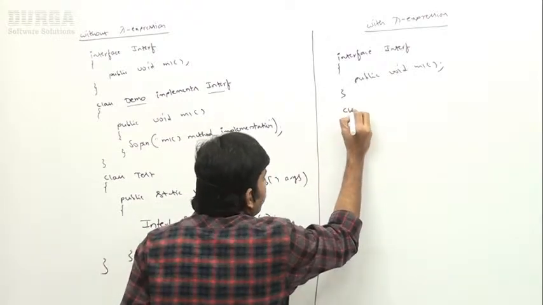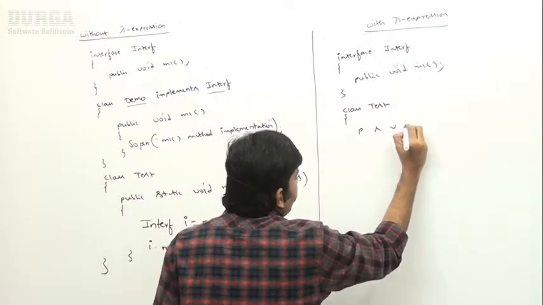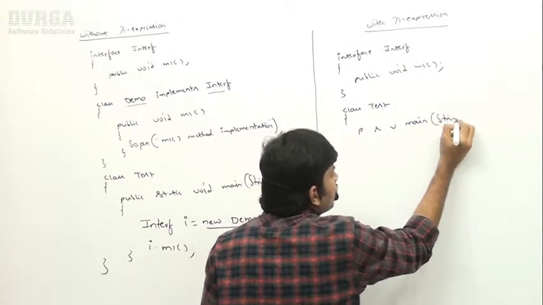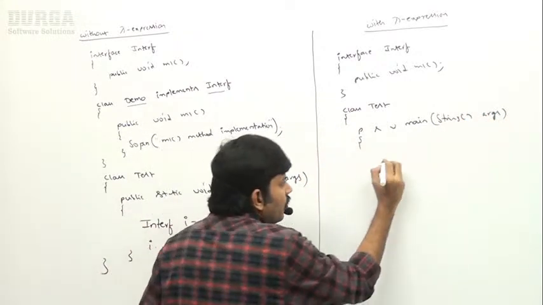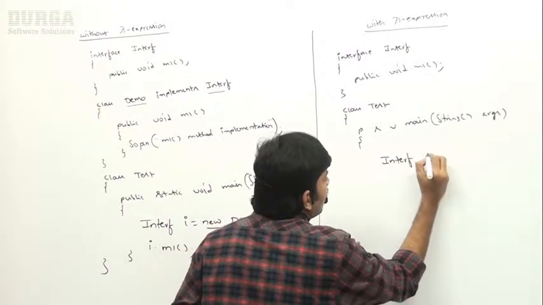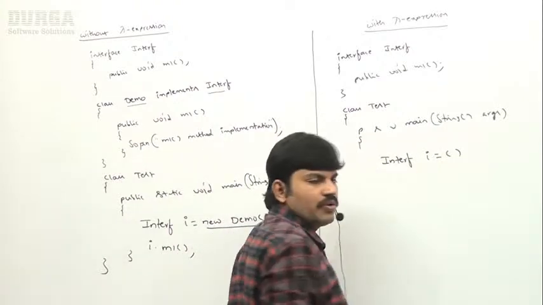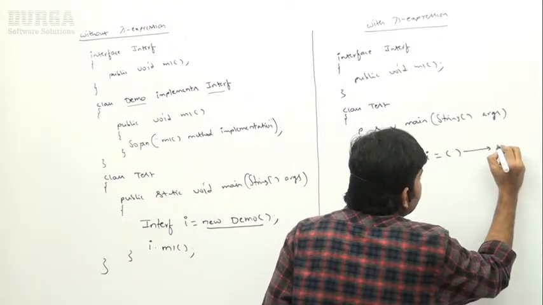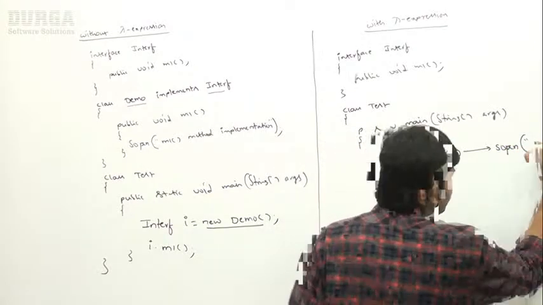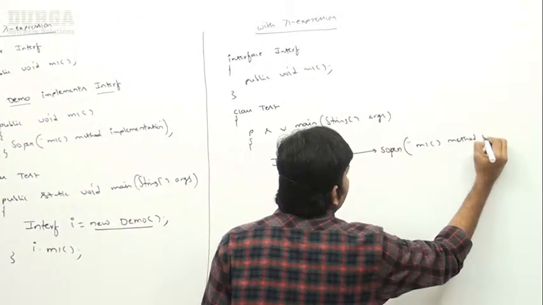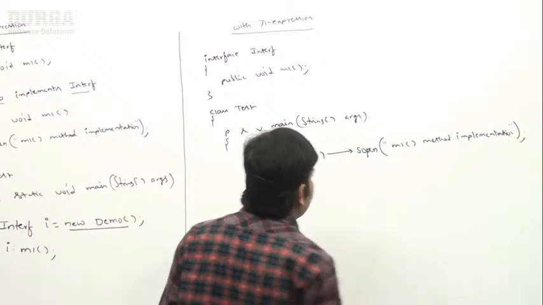Very simple. Class Test, public static void main(String[] args). Interf i is equal to, bracket open, like this. Now just System.out.println of "m1 method implementation", like this I'm taking.